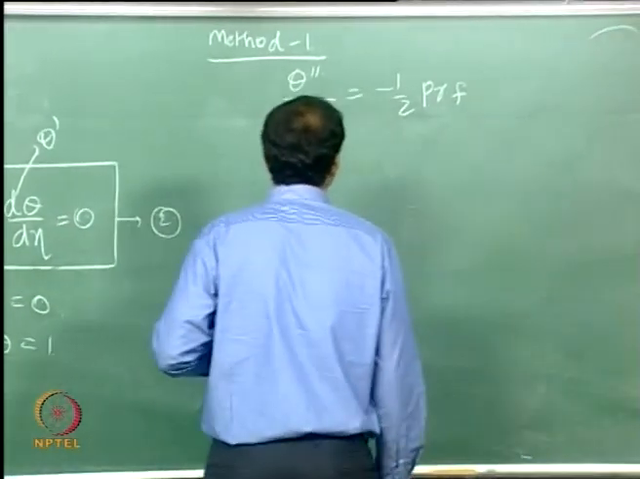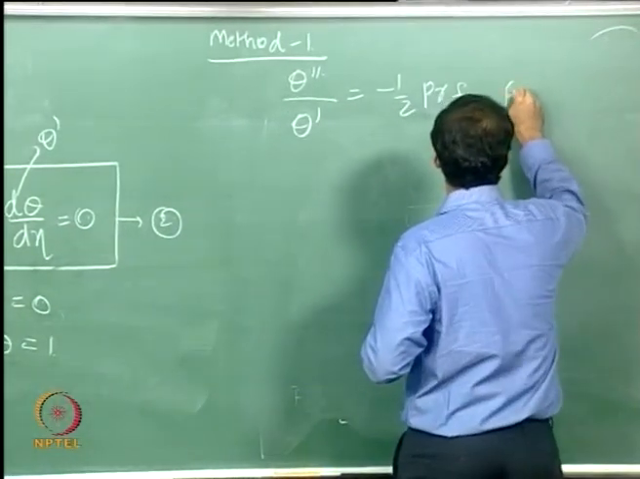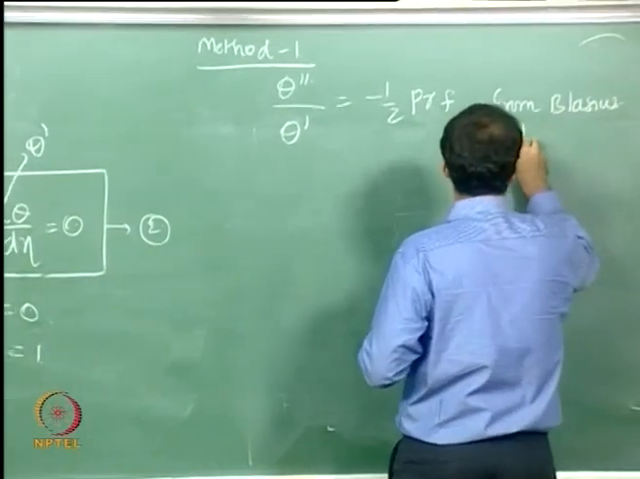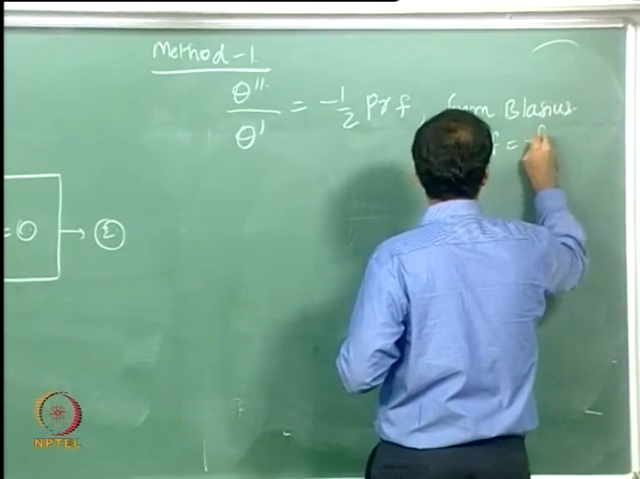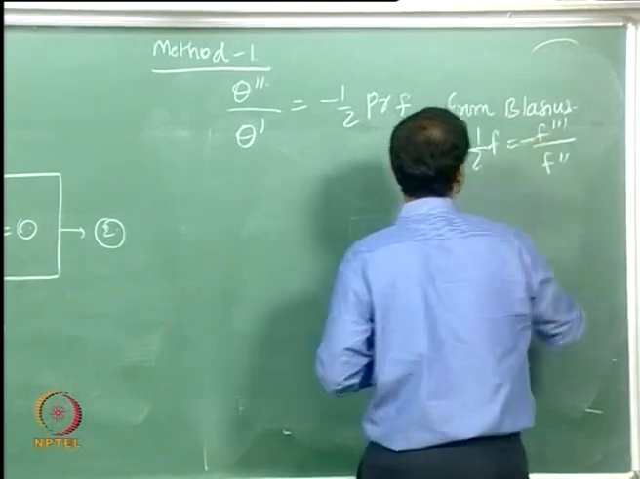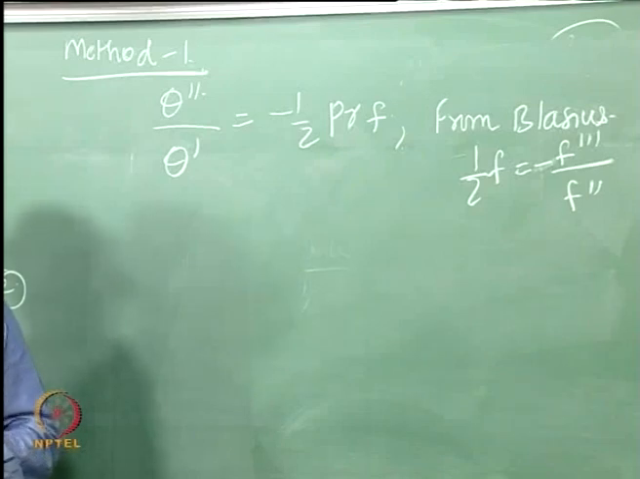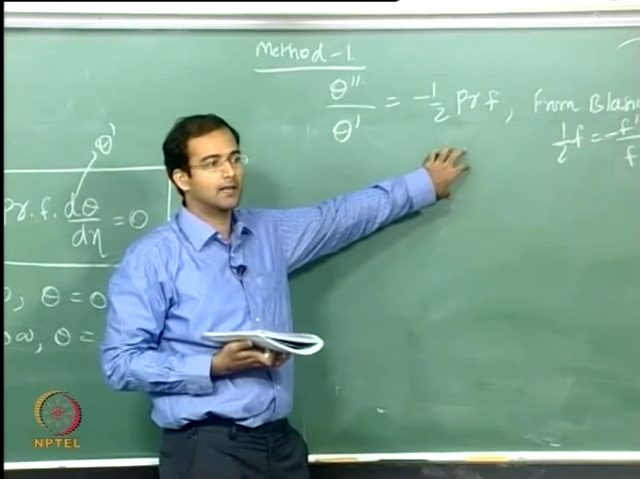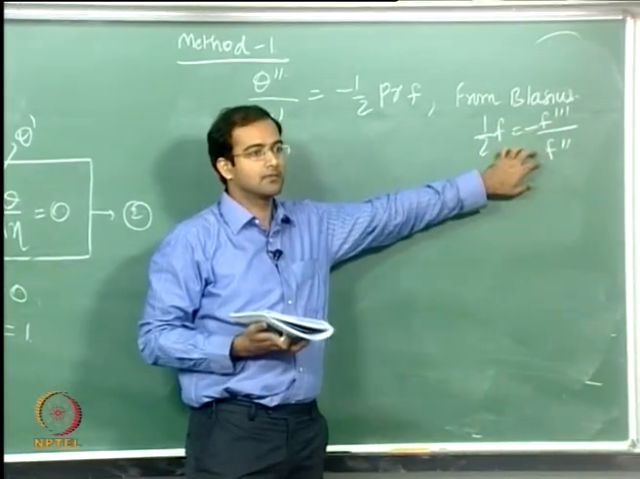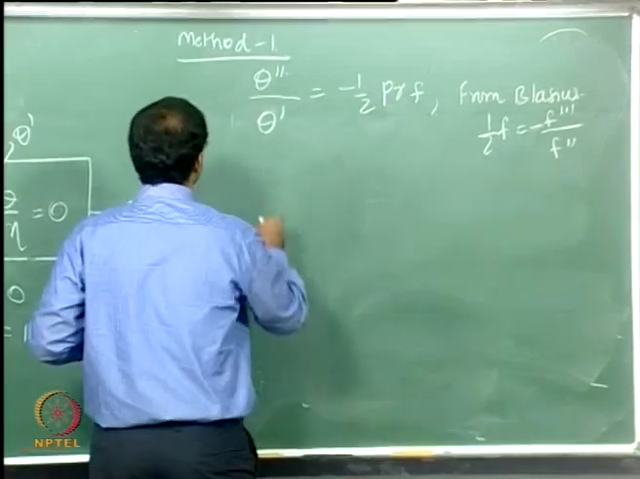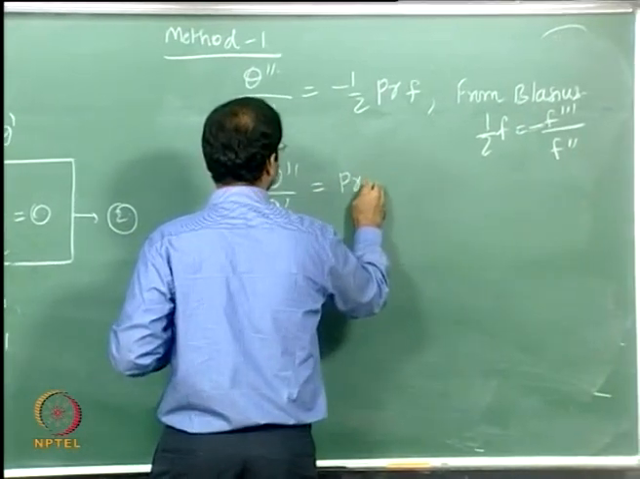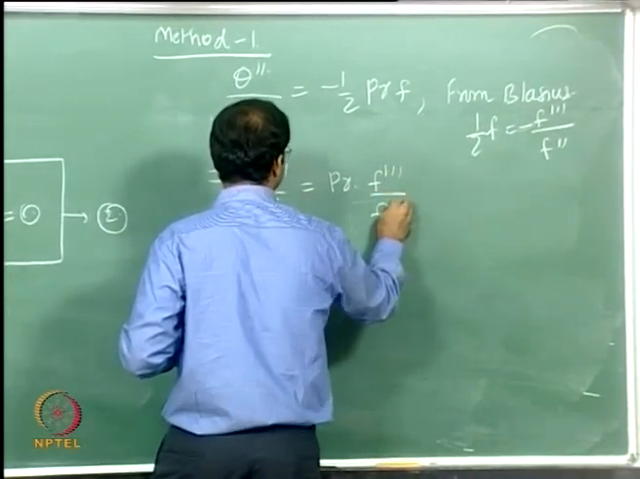From the Blasius equation I also know that, if I rewrite the Blasius equation, I can say half of f is equal to minus f triple prime by f double prime. So if I rewrite the Blasius solution, I can write like this. Now you can see I can substitute for minus half into f in terms of f triple prime. So I can link these two equations. I can write this as Prandtl number times f triple prime by f double prime.